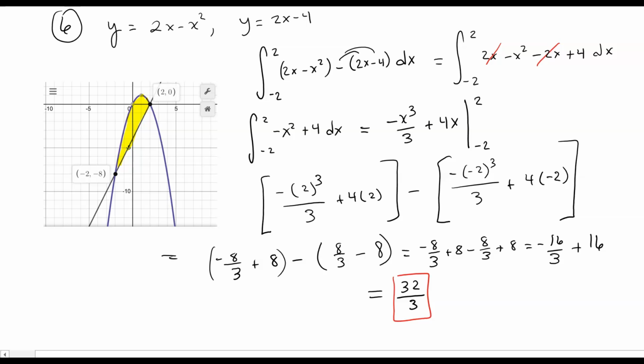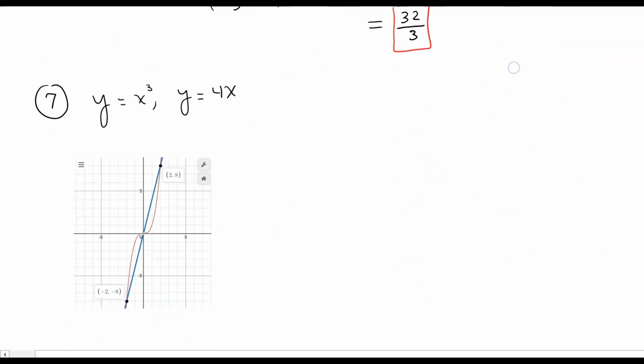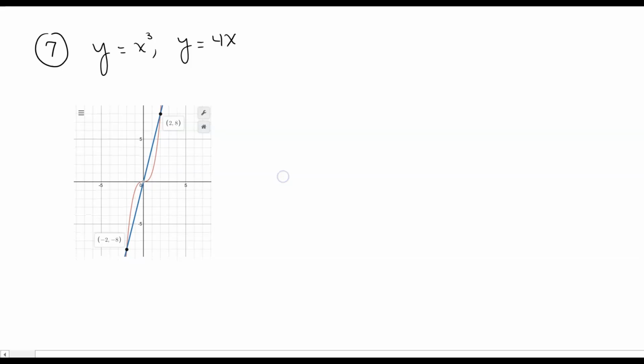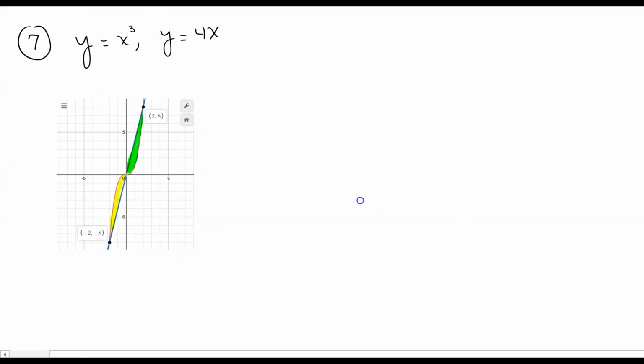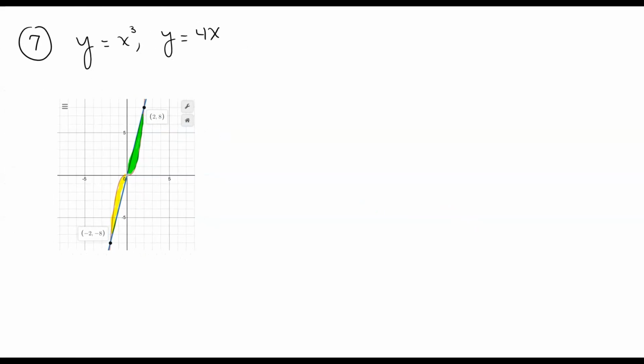So now let's take a look at another one, slightly more complex, but only because you have to visualize the areas, the two separate areas. So let's say we're finding this area here in yellow, and then we'll be finding this area here in green, and then we will be combining those two areas at the end of this. Okay, so I have supplied you with the graph, the intersections, of course. This is the point, of course, the origin 0, 0, where we have another intersection.